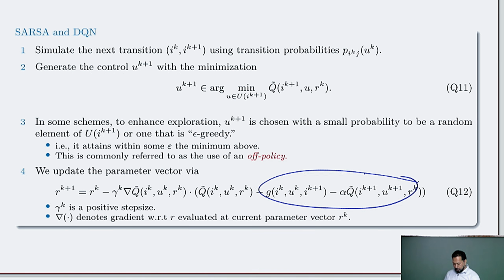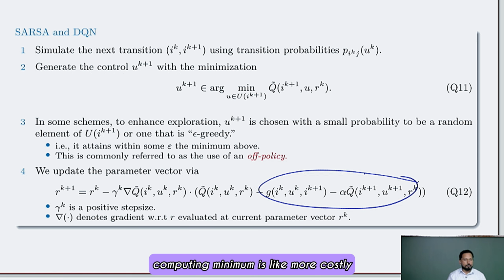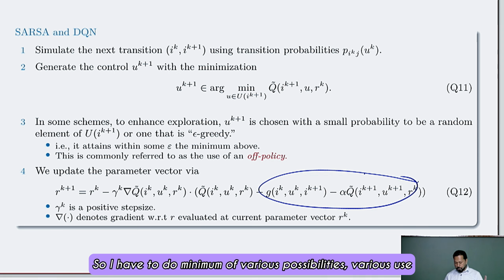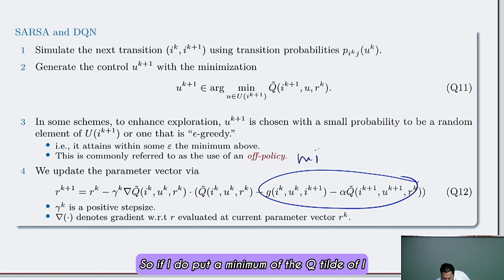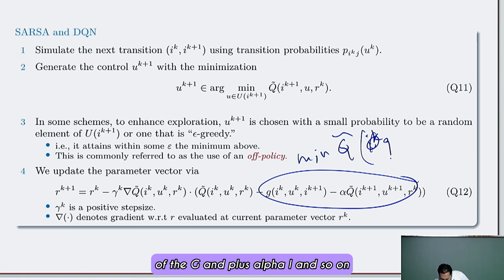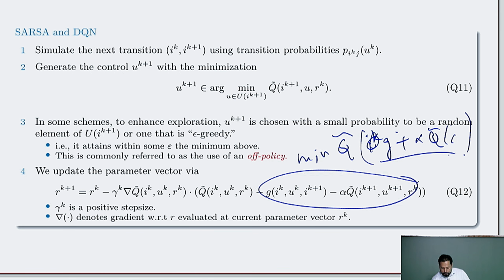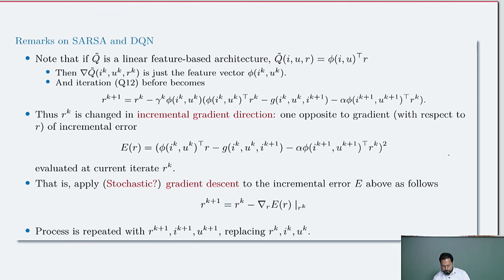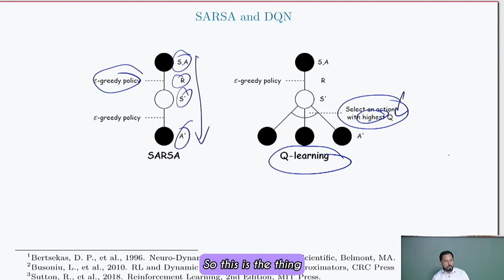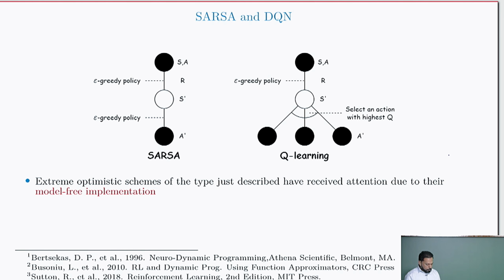Obviously, as you can see, computing the minimum is more costly. I have to take the minimum over various possibilities, various controls, and then look at the minimum of that. So if I put a minimum of the Q tilde and so on, then it is Q learning. Okay, so that's the difference.